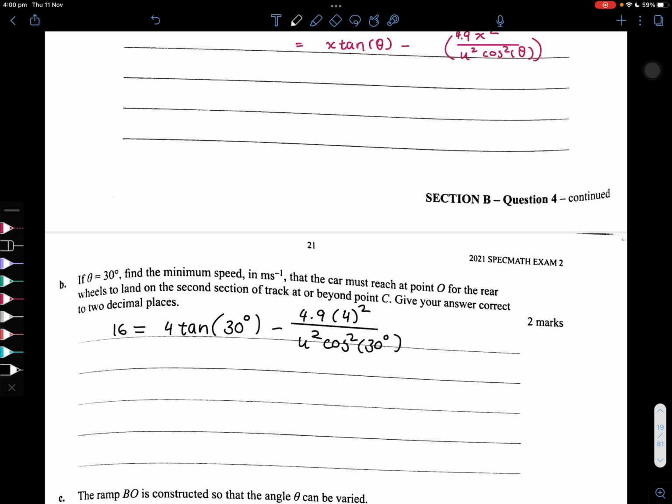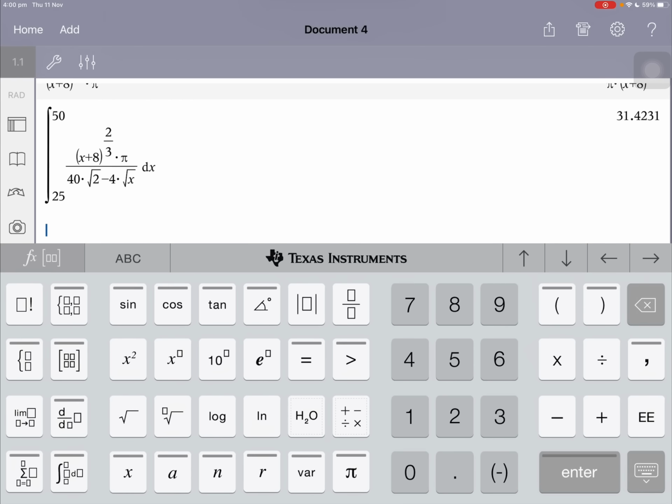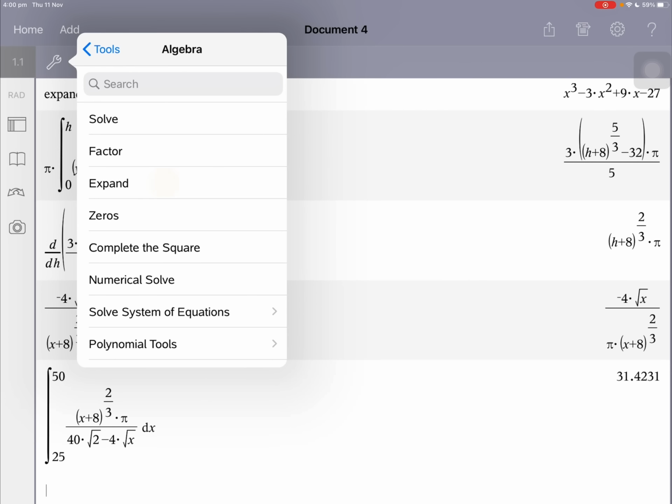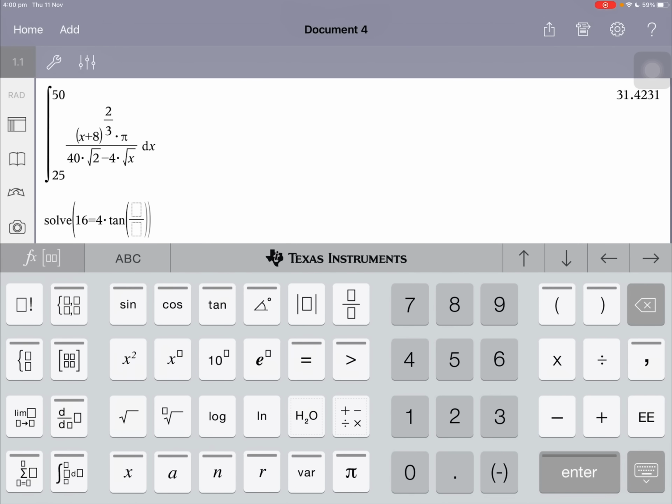Okay, now we got this big equation here. I'm too lazy to solve it by hand, and this is a good point to just use the calculator. It won't make any mistakes. So let's switch over to our calculator. And let's go algebra solve. 16 is equal to 4 times tan 30 degrees, which is the same thing as pi on 6. Use radians whenever you're dealing with calculator work. I like to just be safe.